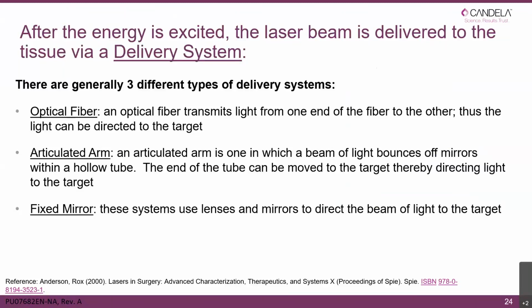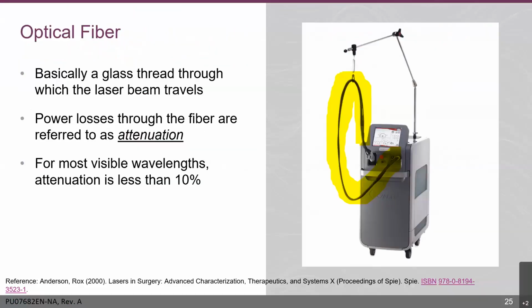And here the laser beam is actually running up the center of a hollow tube. And then at the articulated elements, we have mirrors. So we change the direction of that laser beam, and eventually the beam will arrive at the handpiece. Or the other option would be a fixed mirror. And this is typically something you see with diode lasers, where you have lenses and mirrors within the handpiece, which directs the beam directly onto the tissue.